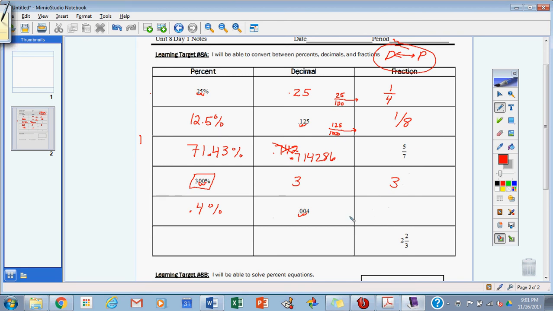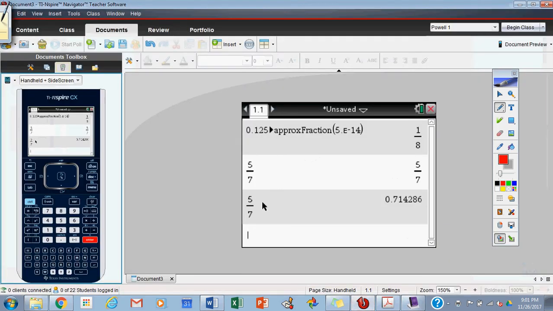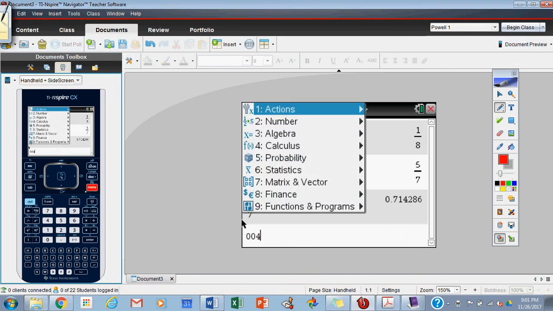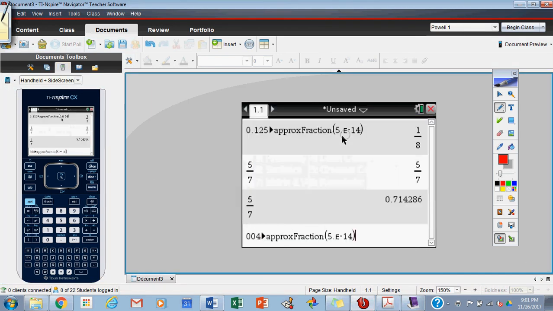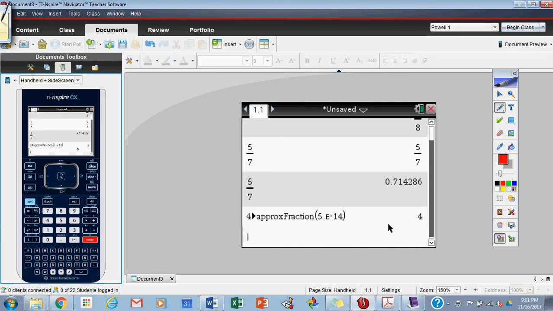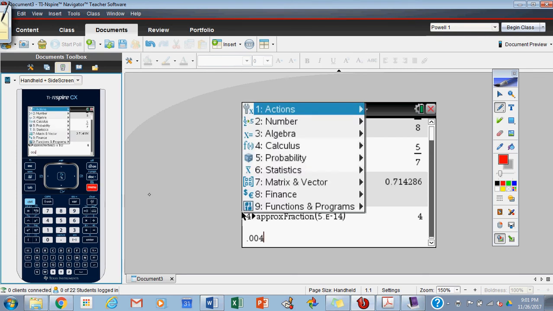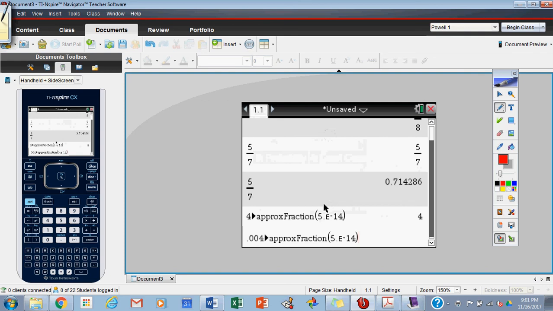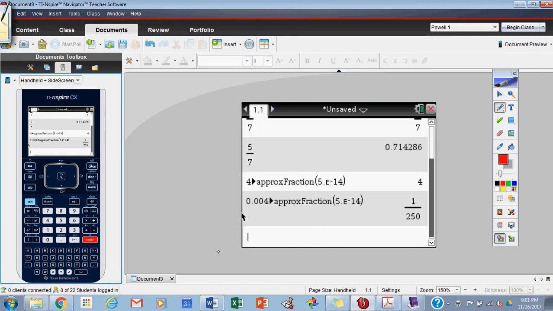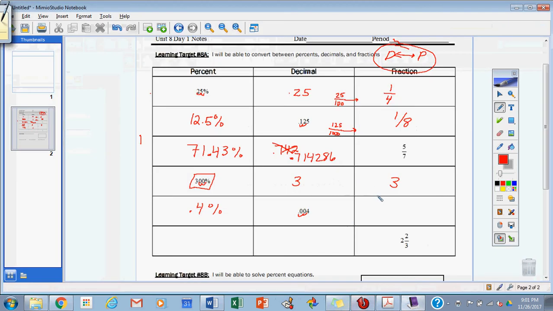Okay, so then as a fraction, again, we'll get some practice here, 0.004. So if I type in 0.004, menu, number, approximate to fraction, hit enter, and that is 1 over 250. I didn't type it in correctly at first, you should know that wasn't right. Okay, so this one here is 1 over 250.